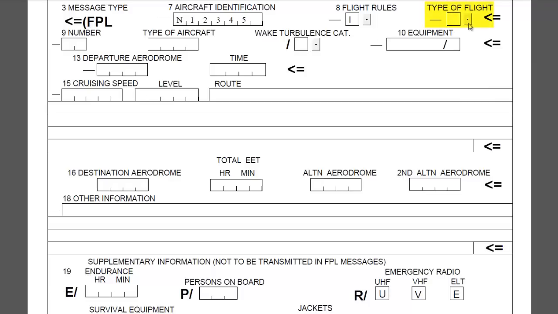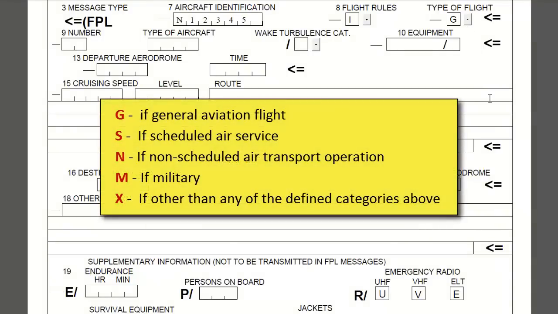In the type of flight section, there's also a drop-down menu, and it has these different letters here. G, for example, which we're going to put in the type of flight, stands for General Aviation Flight. So if you're a General Aviation Flight, you're going to put G in that box. The other options for that drop-down menu, we have S, which is Scheduled Air Services, N, which is Non-Scheduled Air Transport Operations, M, which is Military, and X if there's any other kind of category not defined above. So those are the different sections and the different options, so you can see that we would be using G most of the time or all the time for a general aviation flight.